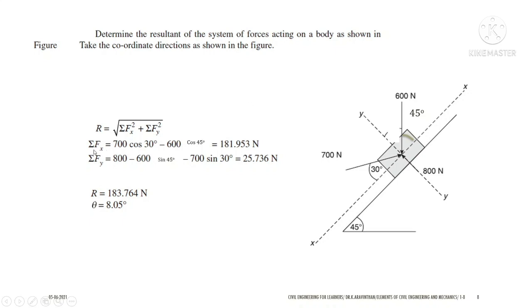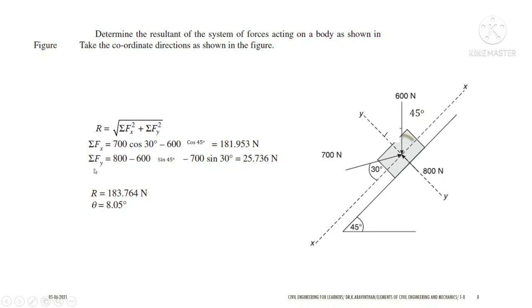First we shall find the sum of Fx, and let us resolve all the forces into horizontal. 700 Newton, which is acting to the right hand side at an angle of 30 degrees, so 700 cos 30, which is plus. And 600 Newton at an angle of 45 degree, which will be acting on the left hand side, hence it is minus 600 cos 45. So now you have the summation of Fx.